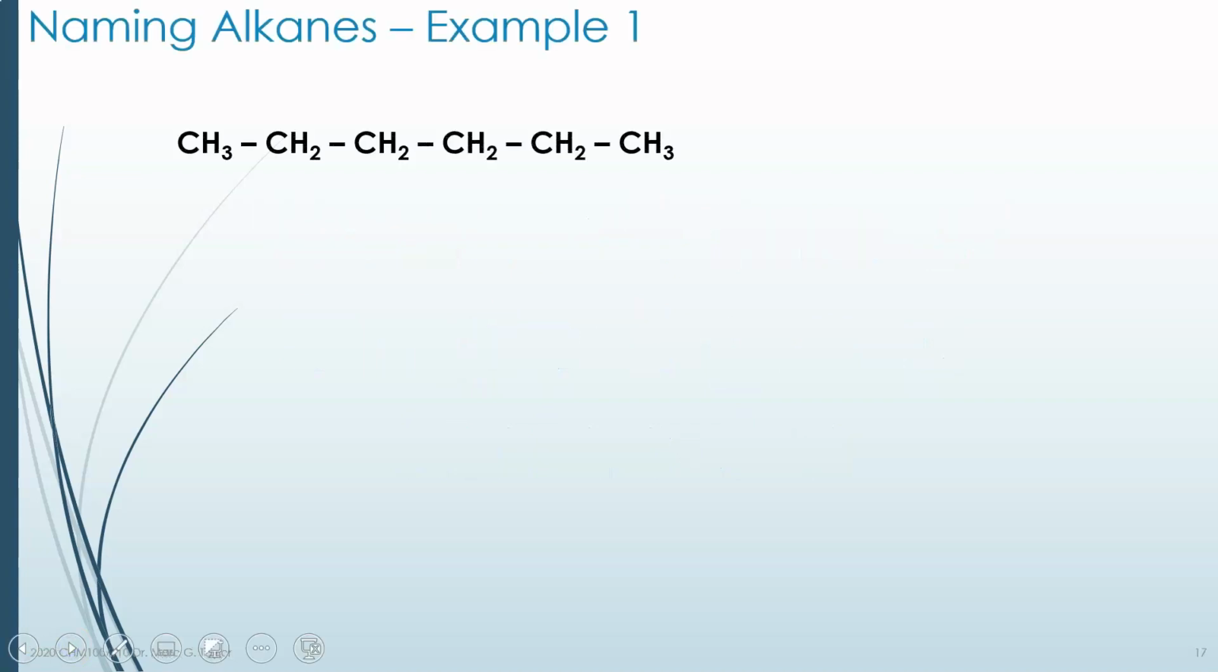We've already mentioned the simple straight chain alkanes from 1 to 10 carbons, and we've given them names. They all end in -ane. That's how you know they're alkanes. And you know there are 10 prefixes for 1 to 10 carbons, with methane being 1 carbon, so it's meth and ane, ethane being 2 carbons, propane being 3, etc., etc.